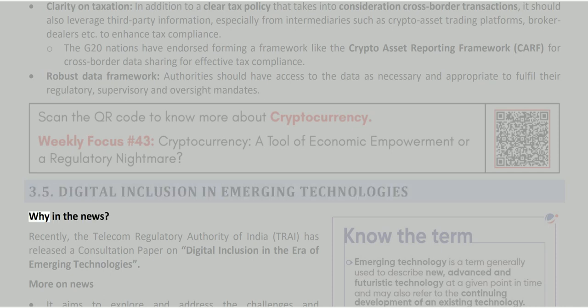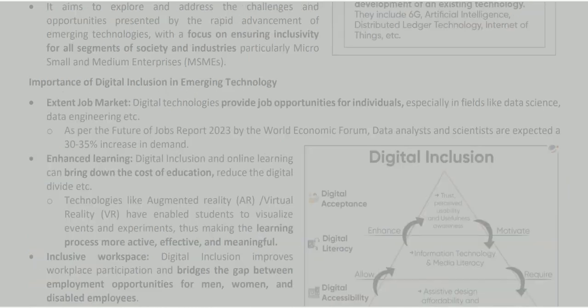Why in the news? Recently, the Telecom Regulatory Authority of India, TRAI, has released a consultation paper on digital inclusion in the era of emerging technologies. More on news. It aims to explore and address the challenges and opportunities presented by the rapid advancement of emerging technologies, with a focus on ensuring inclusivity for all segments of society and industries, particularly micro, small and medium enterprises, MSMEs. Importance of digital inclusion in emerging technology.